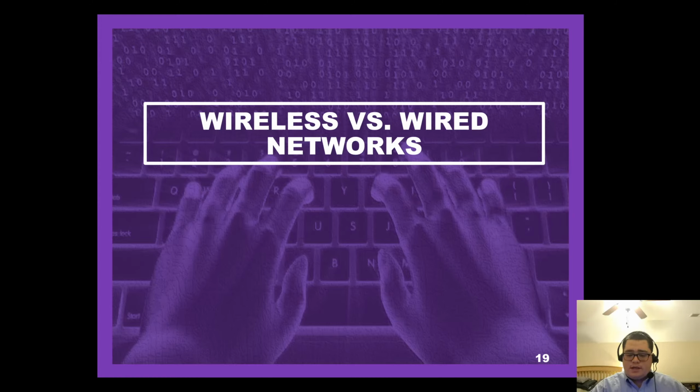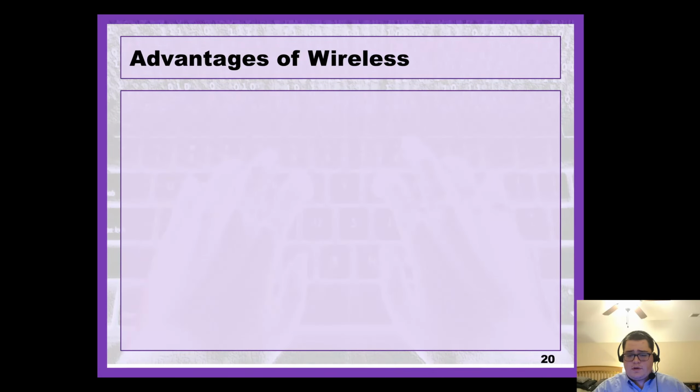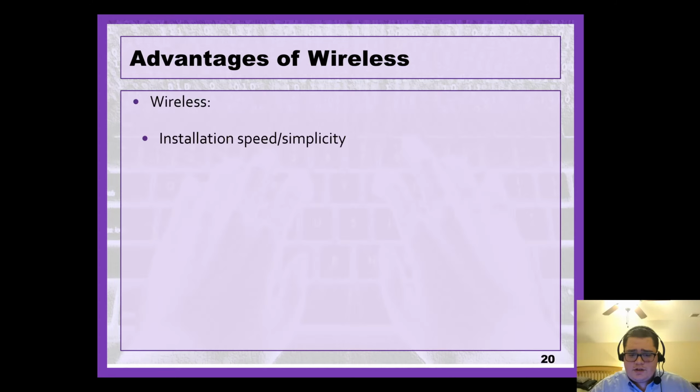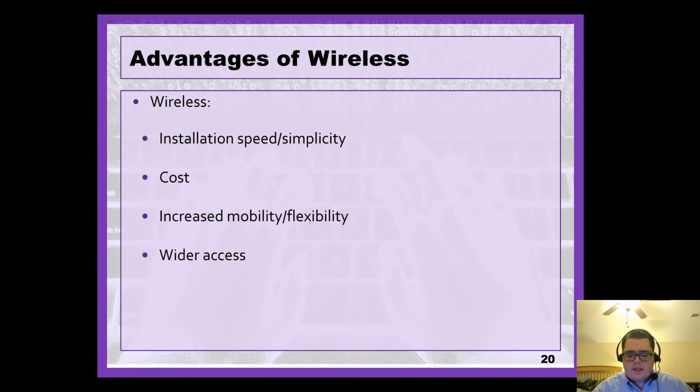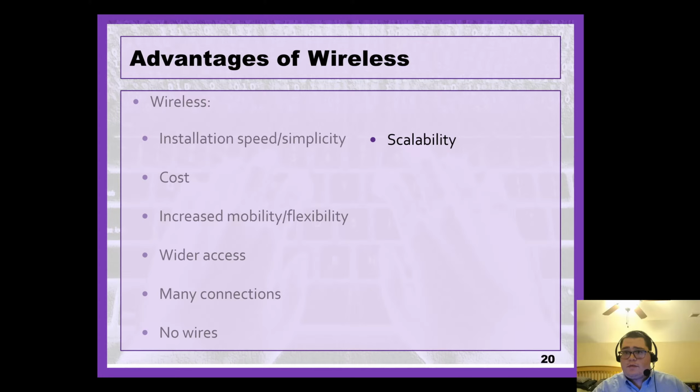So next is a brief overview comparing wireless and wired networks. Wireless networks have a few advantages, including the installation speed and simplicity, the cost, the increased mobility and flexibility, wider access, meaning you can typically work farther away from a particular device, and many connections, as well as no wires. Other advantages include scalability, enabling bring your own device, convenience, and ease of use.